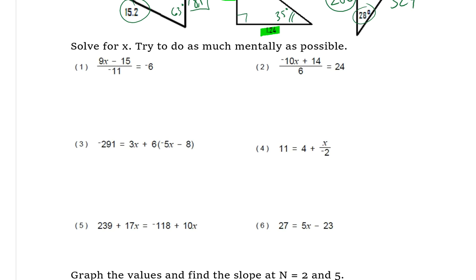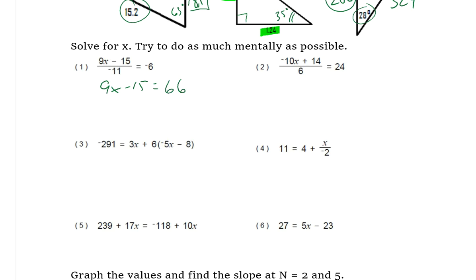Okay, so let's just practice some basic algebra here. All right, so let's go to the first one, a basic algebraic expression. I'm just going to move some things around and solve for x. Just good old-fashioned algebra. Now, probably the first thing I'd want to take care of is getting rid of that negative 11. So if I multiply by negative 11 on both sides, I'd end up with 9x minus 15. Negative 11 times negative 6, of course, would be 66.